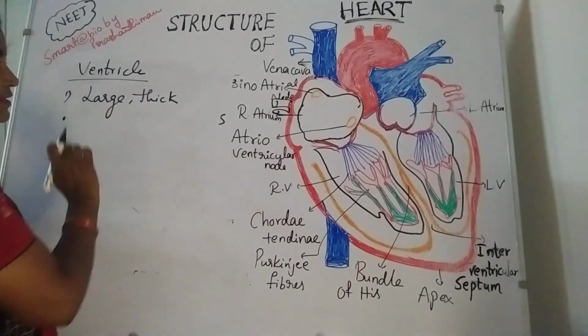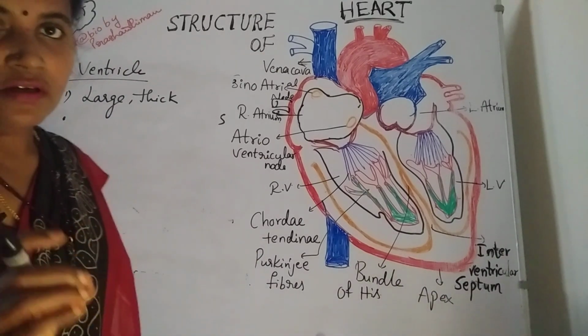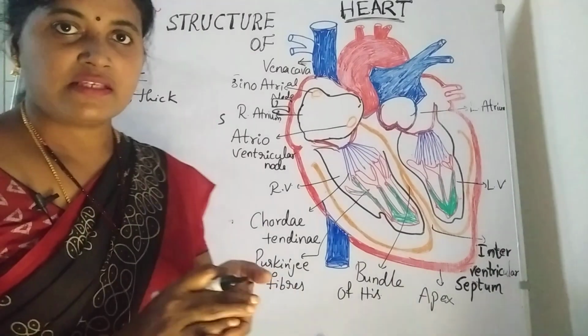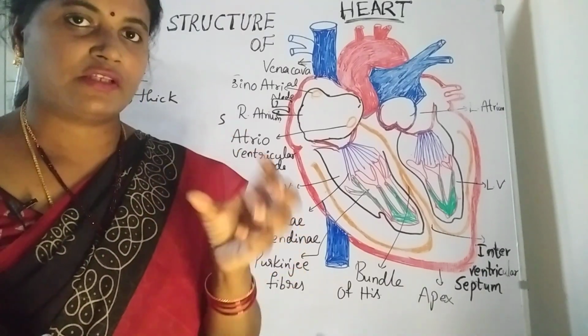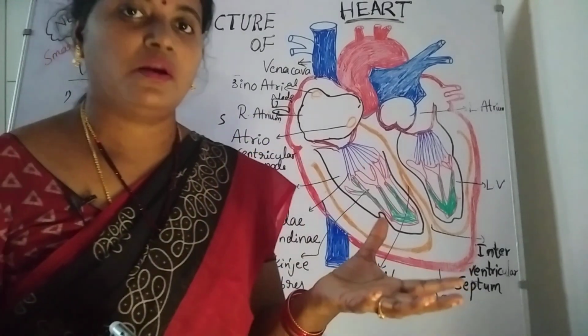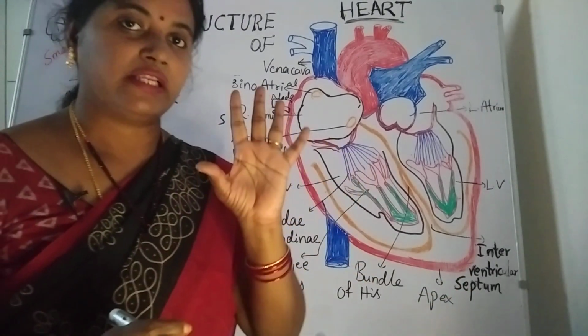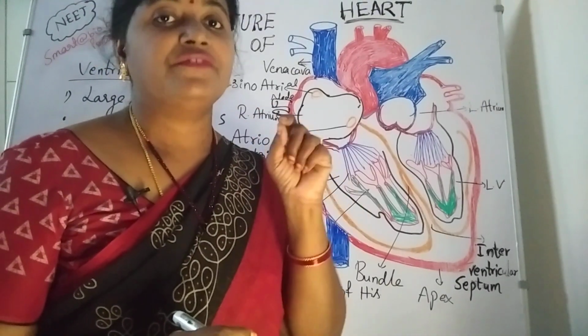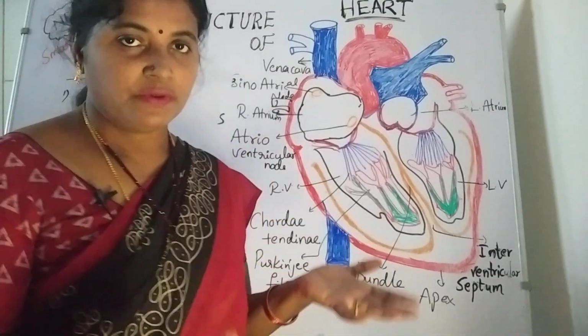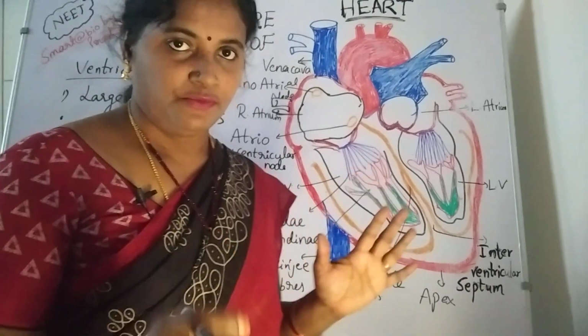But ventricles are going to receive the fibers. See, the ventricles contain specialized structures. These muscles are very thick. Why? Because they have to pump the blood to all parts of the body. That's why they are very thick. So we'll get the question, why are ventricles thicker than the atria? Because they have to pump the blood to all parts of the body.